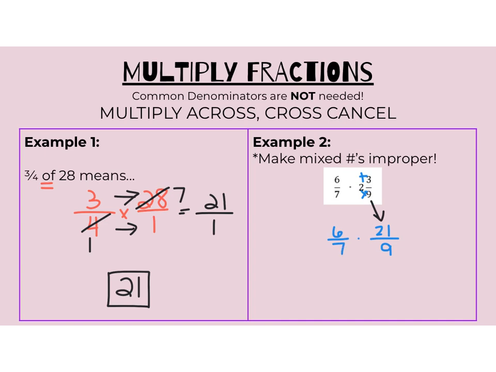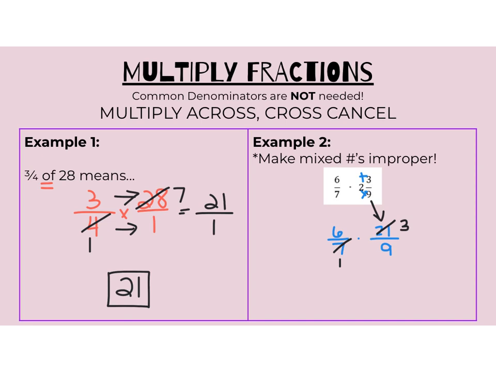Now you can multiply straight across, but I see a good opportunity of cross-canceling here. So first, 7 and 21 have a common factor of 7. So 7 divided by 7 is 1. 21 divided by 7 is 3.